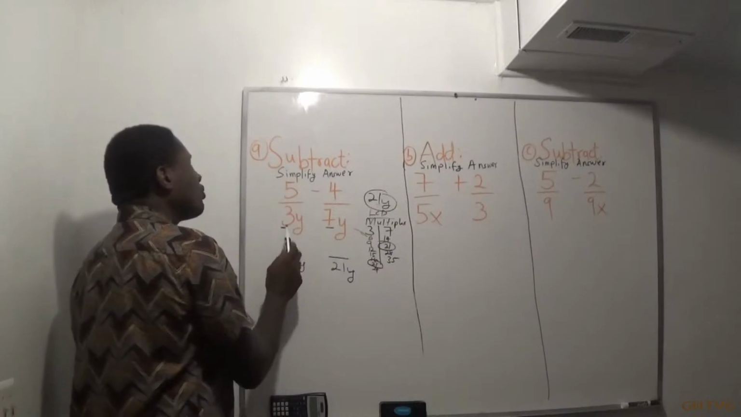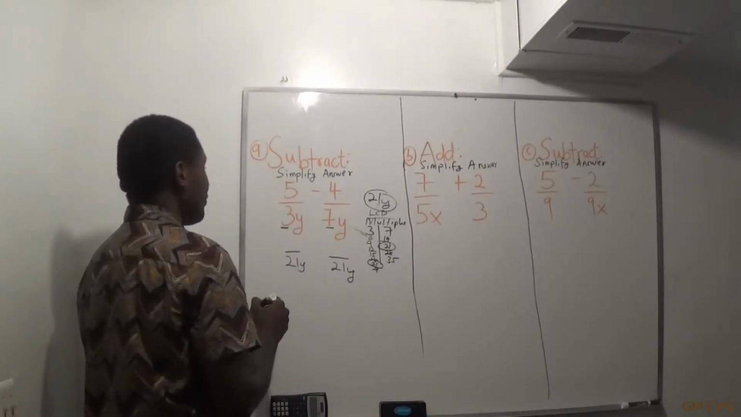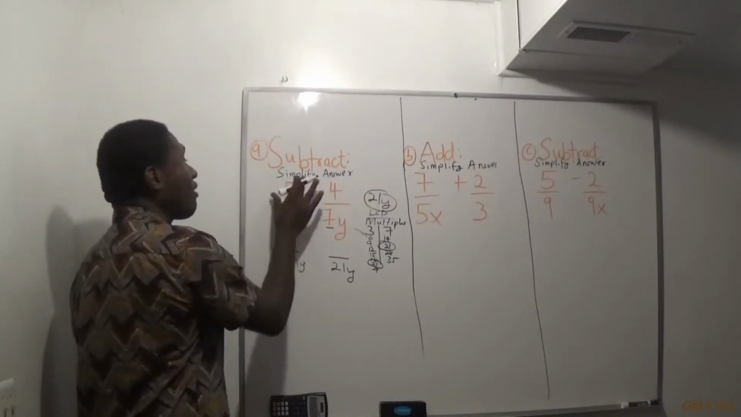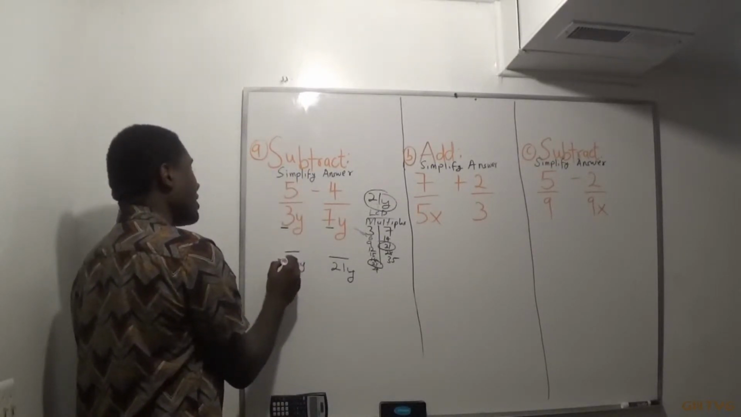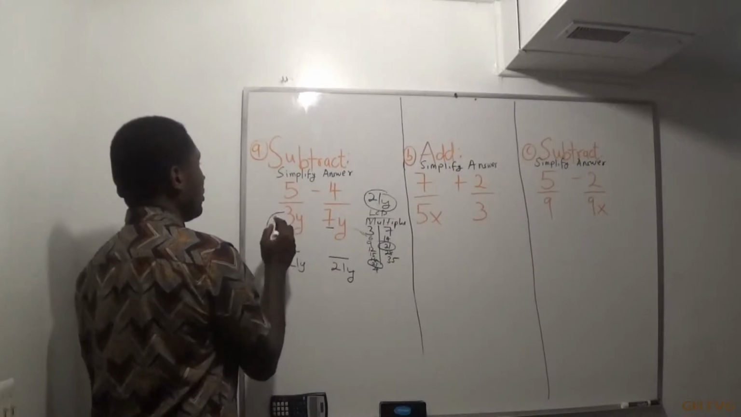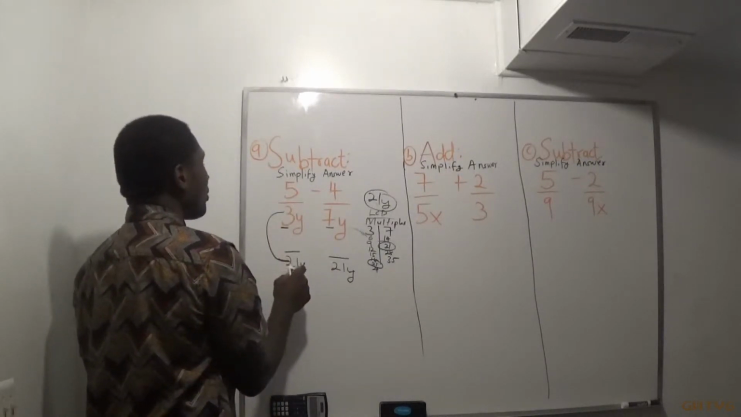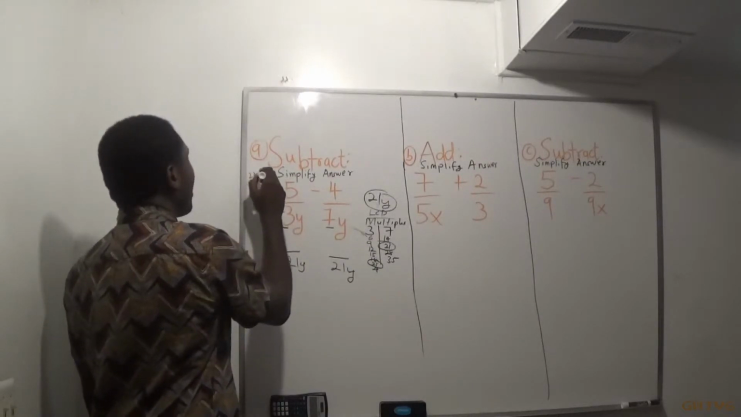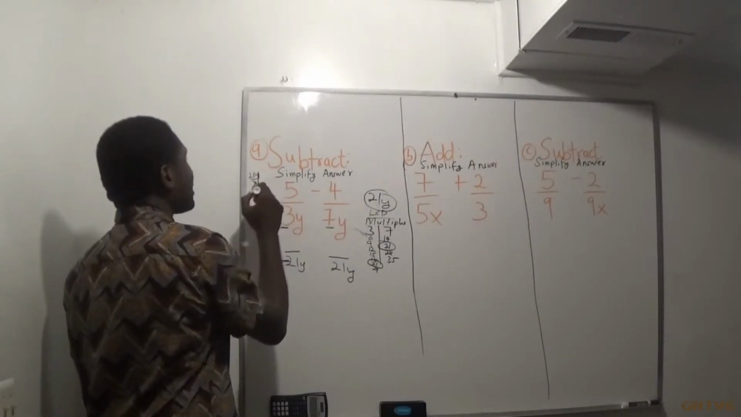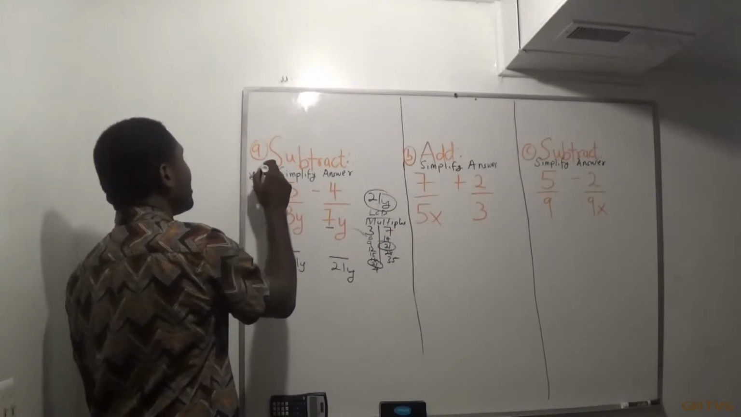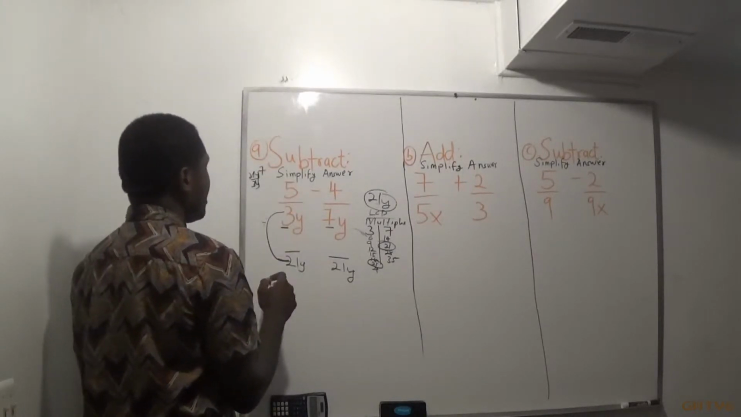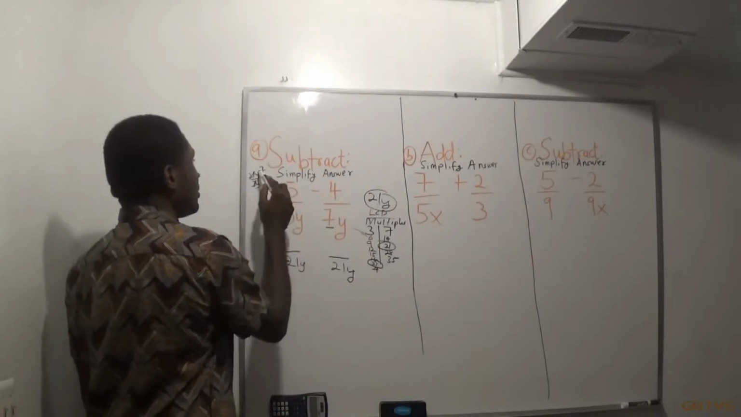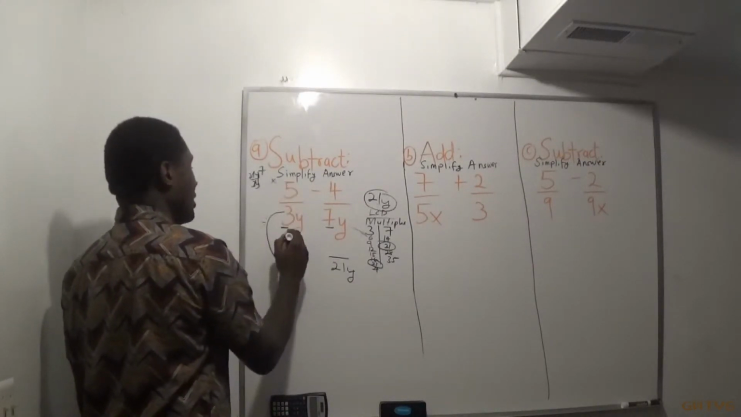So now what goes to the top? To figure that out, I know I have to take the LCD. I do one fraction at a time. So I take the LCD divided by the denominator of the first fraction. So 21y divided by 3y. The y's cancel. 21 divided by 3 will give me 7. So that's 7. I times it by the numerator. So 7 times 5. That is 35.